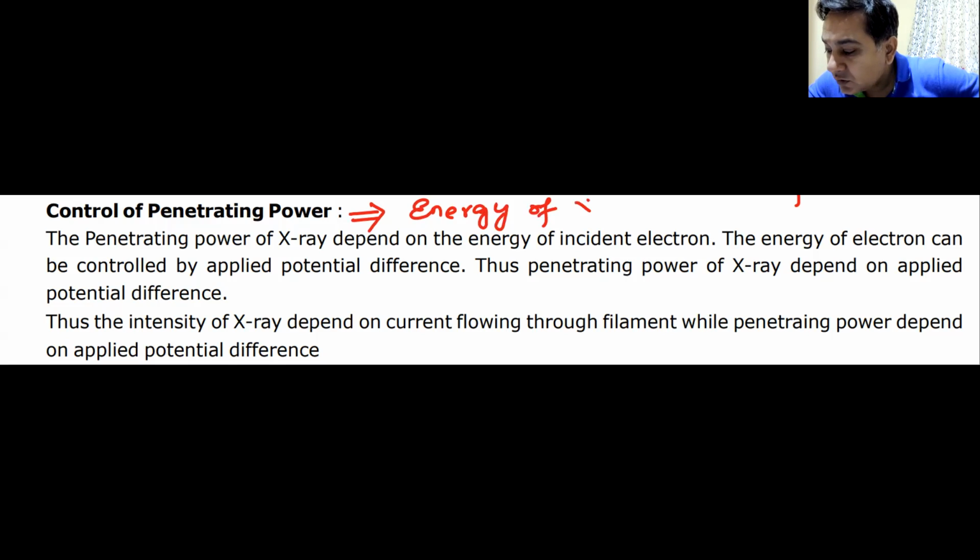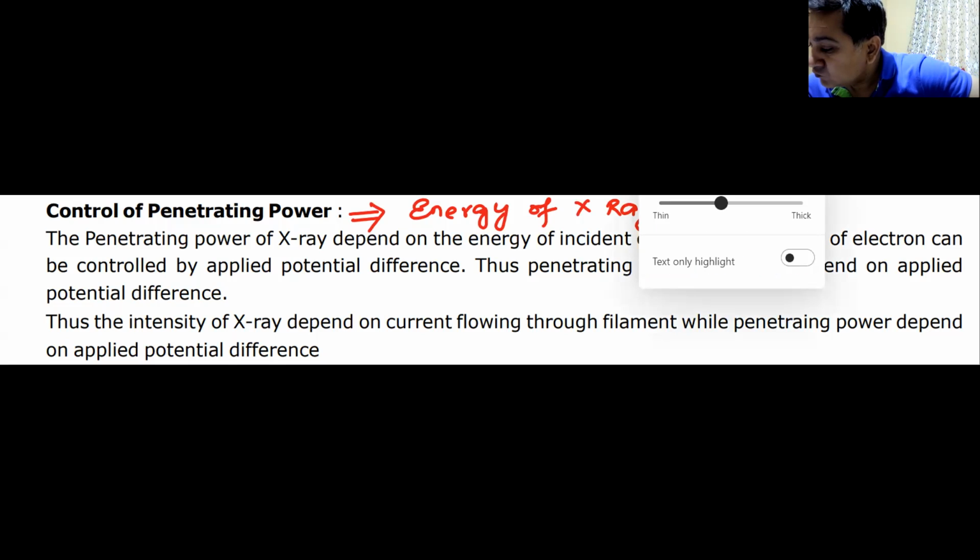Now, how can I have more energetic X-rays? To have more number of X-rays, I have to change the filament current. To have more energy of X-rays, what do I need to do? Apply more potential difference. Because if I apply more potential difference, I will have more energetic electrons. If I have more energetic electrons, I will have more energetic X-rays. Do we understand this? Yes, sir.